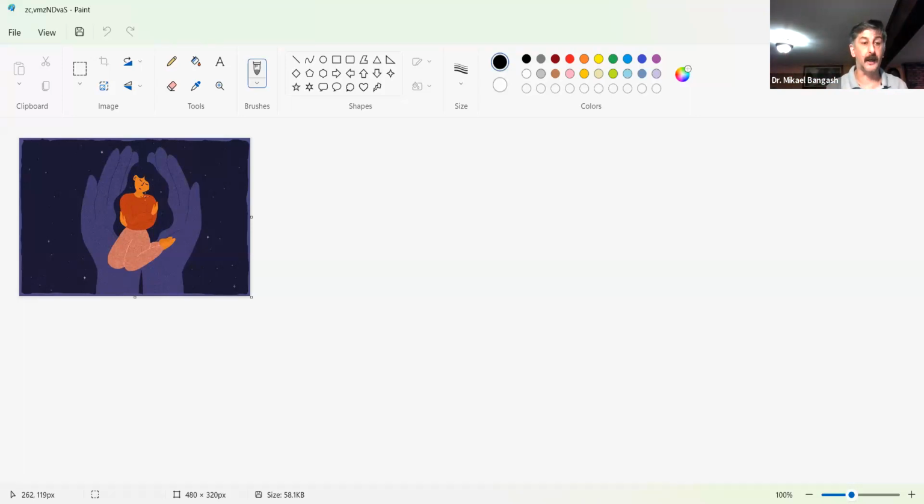Right now, what you will see is that it has a pretty good spatial resolution. You will be able to see two hands brought together, and within that hand there is a lady sitting. We can clearly see all the details very well, so in this case we can say that we have a good spatial resolution. Did that make sense?